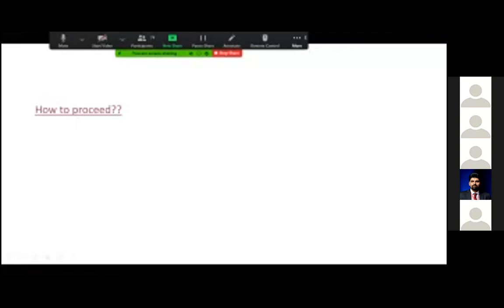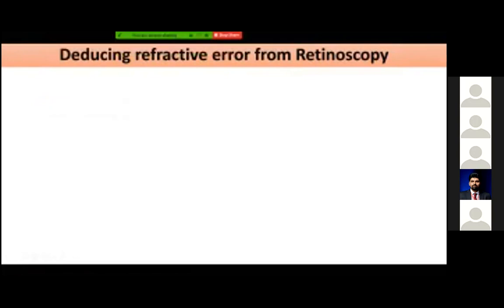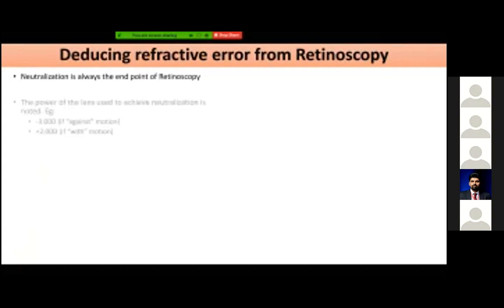So this is how you reach neutralization. And how do we now get the refractive error from retinoscopy? What do we do? So we know that neutralization is the end point of retinoscopy. That is when we stop. So the power of the lens used to achieve neutralization is noted. So you saw in the example -3 and +2.